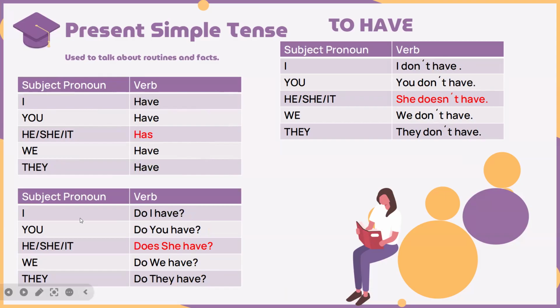For the verb have, do I have? So we have to use the auxiliary verb do, okay? In this case, do you have, does she have, do we have, do they have, okay? So we start off with the auxiliary verb, we use our subject pronouns, and then the remainder of the sentence. Very good.